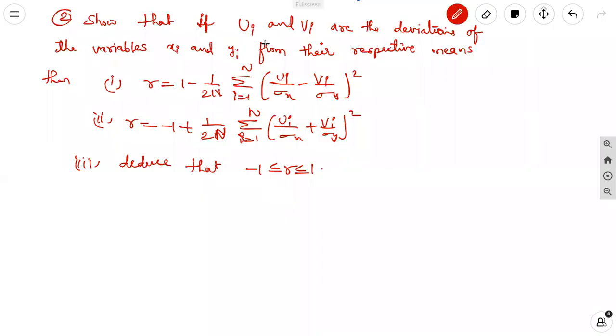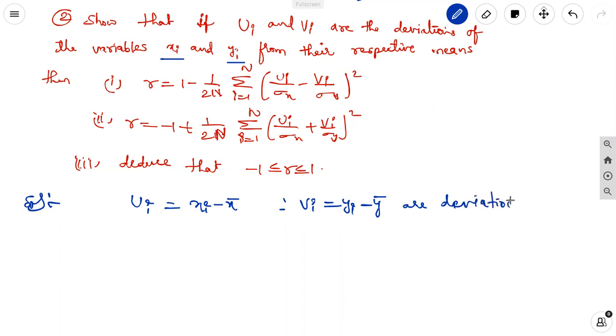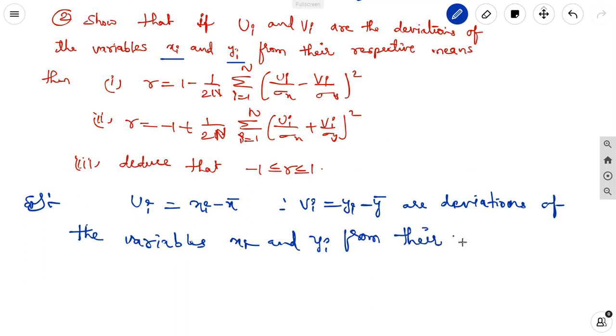Second problem: show that if ui and vi are the deviations of variables xi and yi, that is nothing but ui equal to xi minus x bar, vi equal to yi minus y bar, the deviations of the variables xi and yi from their respective means.